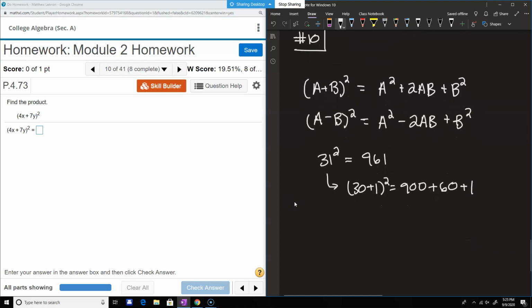Maybe we could also do it with something like 49 squared. So what is 49 squared? Maybe I gave myself one that's too difficult, but we'll see. Probably 2,401, something like that. Let's see if I did it right. I'm thinking of this as 50 minus 1 squared. So that should be 50 times 50, which is 2,500, minus 2 times 50 times 1, so minus 100, and then plus 1, so 2,401.